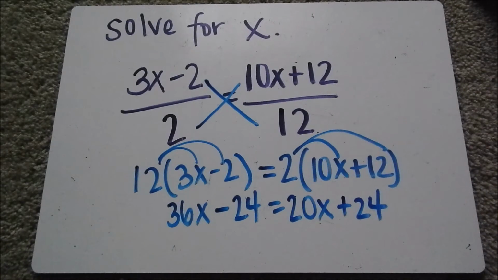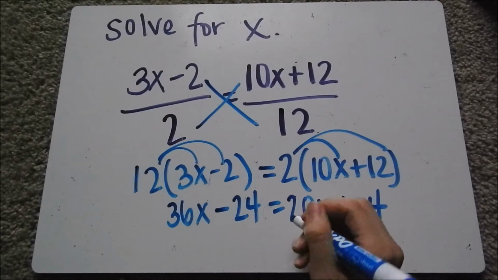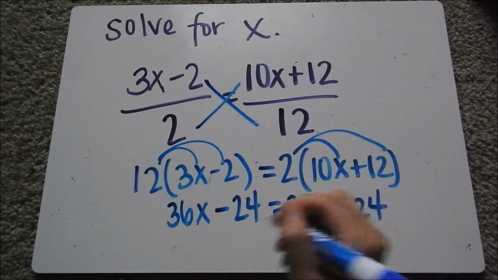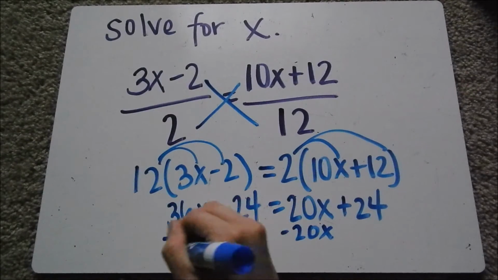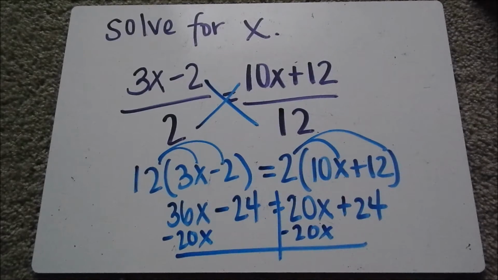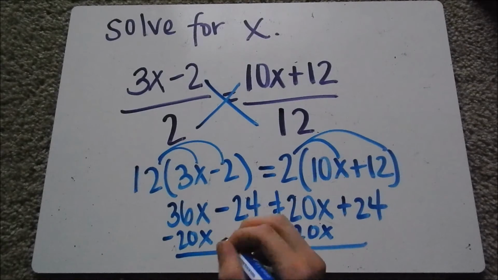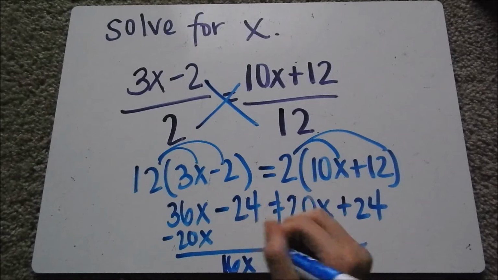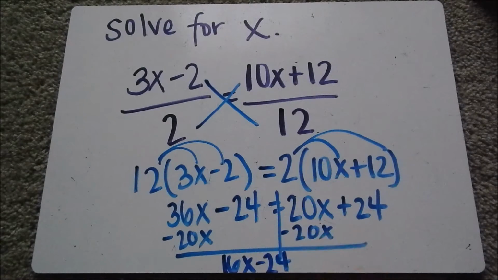Now we will move all the x's to one side. So I will subtract 20x from both sides. 36 minus 20 is 16x. Bring down your minus 24. Bring down your equal sign. These will zero out. We're left with 24 on that side.